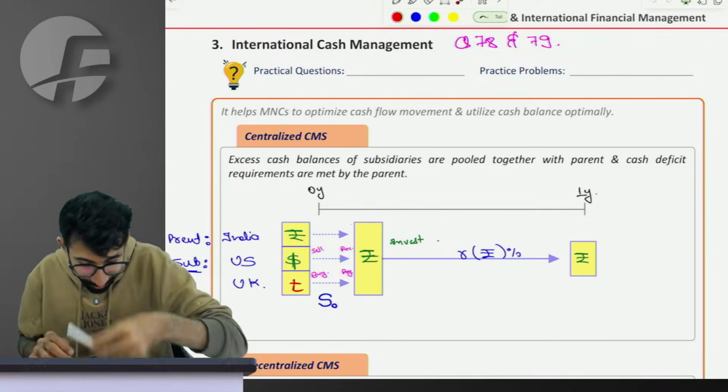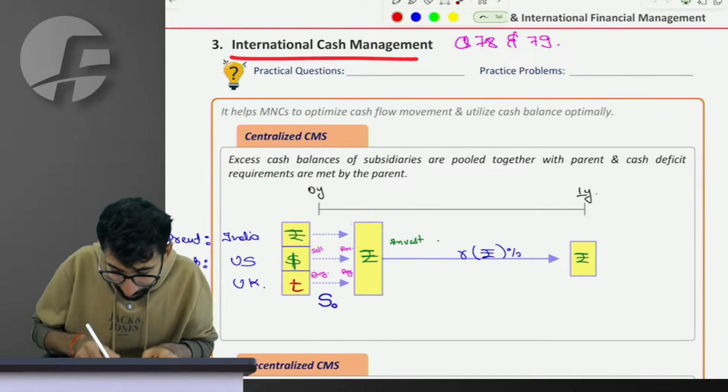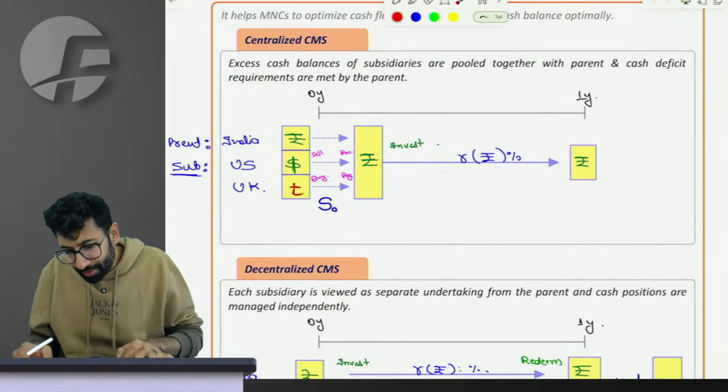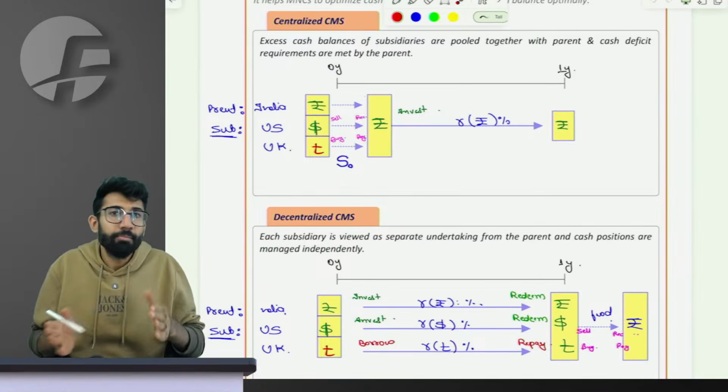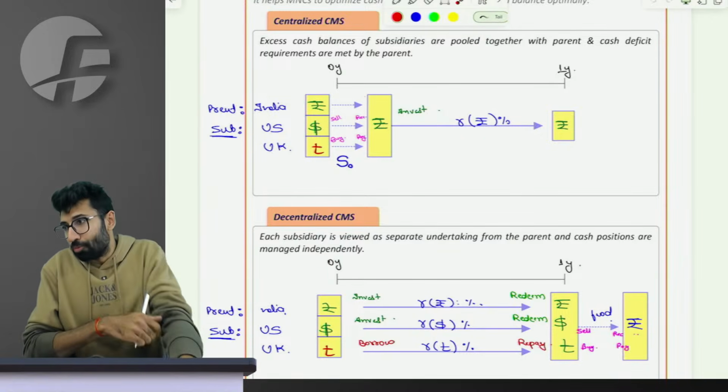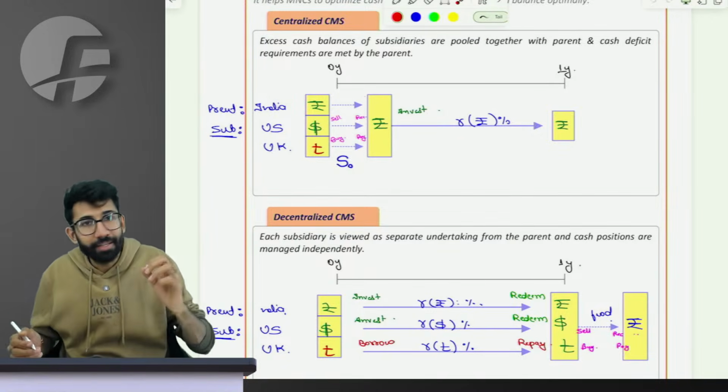Now we come to international cash management, the first topic from international financial management. Extremely easy. It is more or less the same as the concept of foreign currency investment that we have done. So people in the class, let's get immediately started.